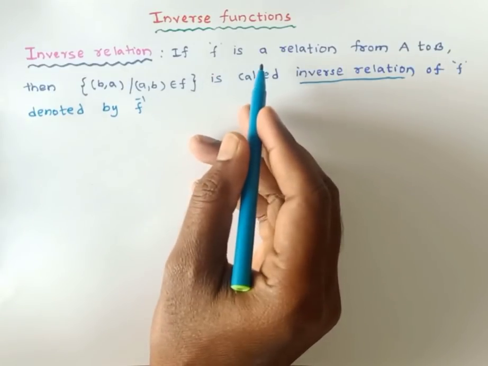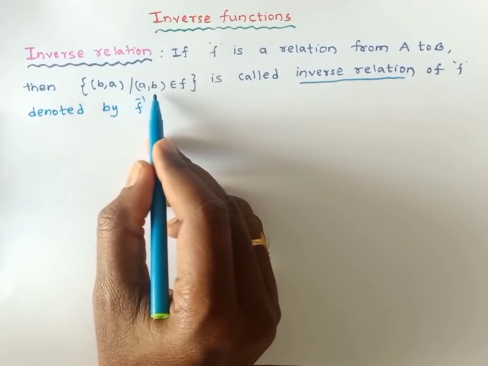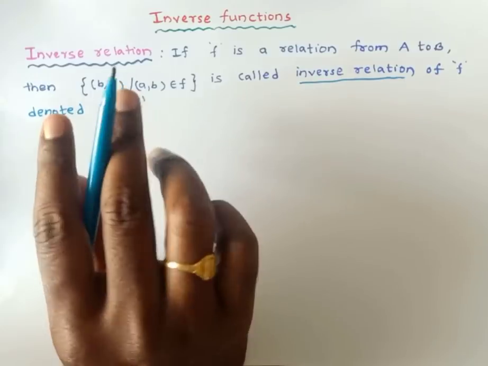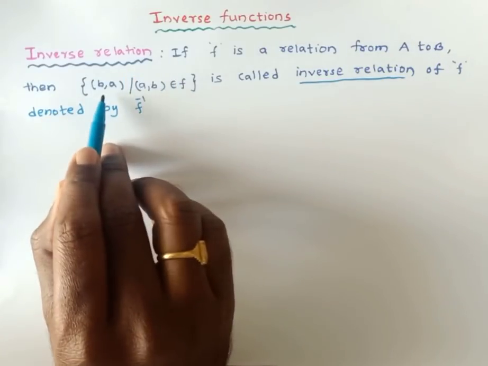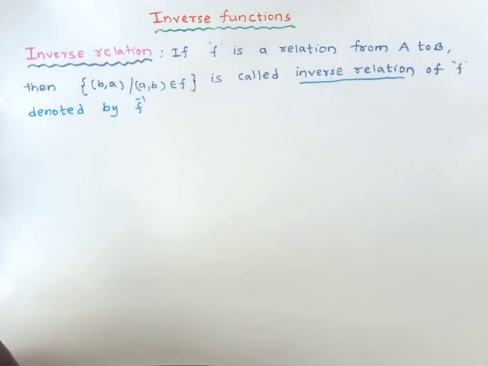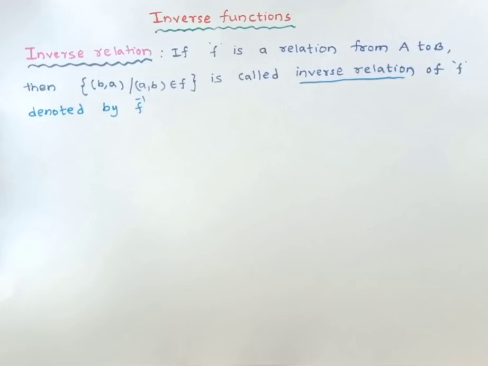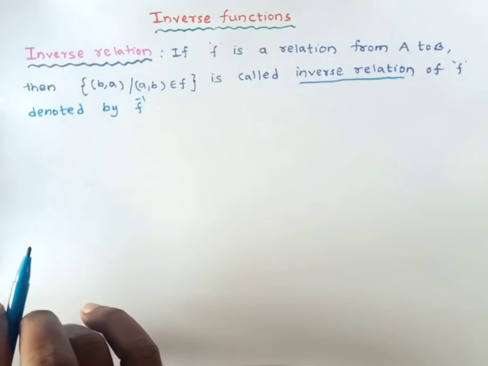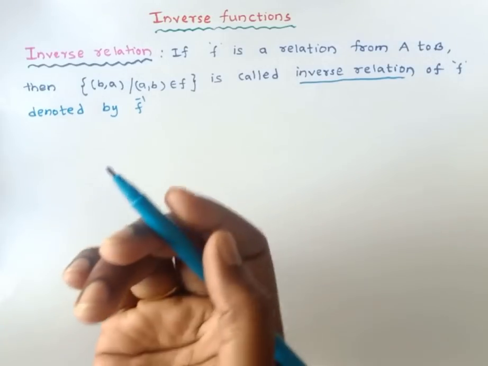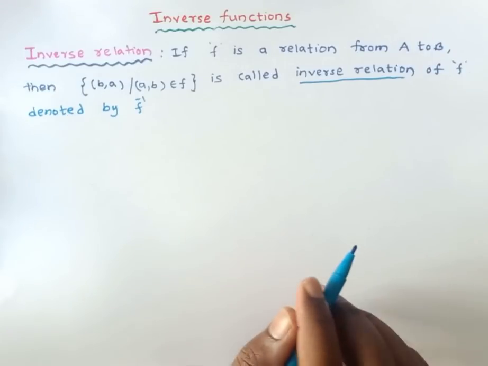We know f is a relation, meaning it contains ordered pairs like (a, b), whereas in the inverse relation they are in reverse manner, like (b, a). So if f is a relation which contains ordered pairs like (a, b), then the inverse relation of f contains ordered pairs like (b, a). Similarly, we need to define the inverse function by using this inverse relation.